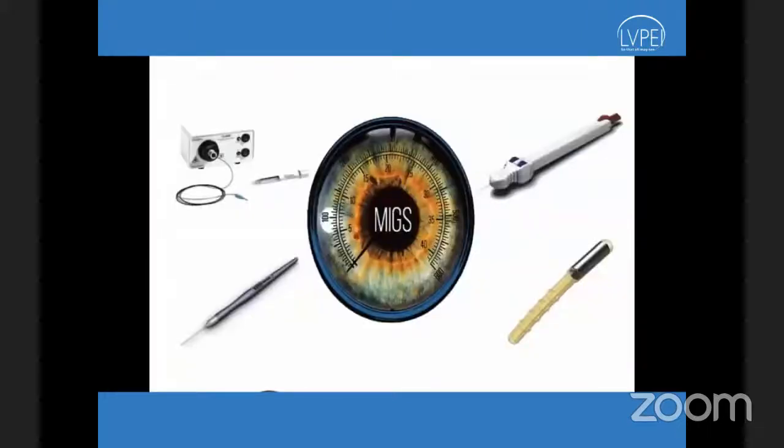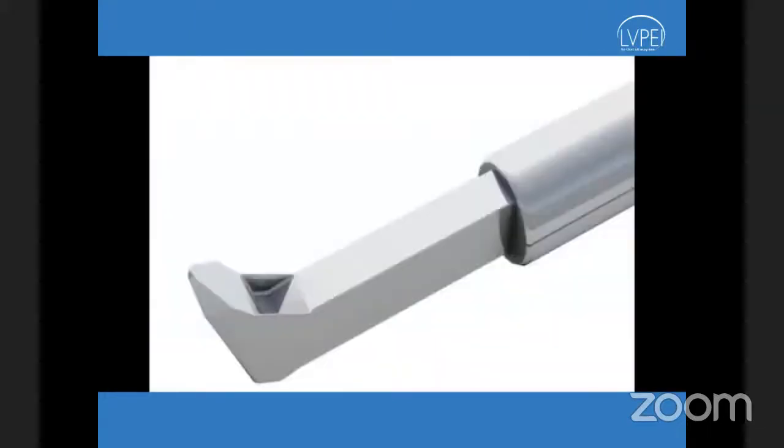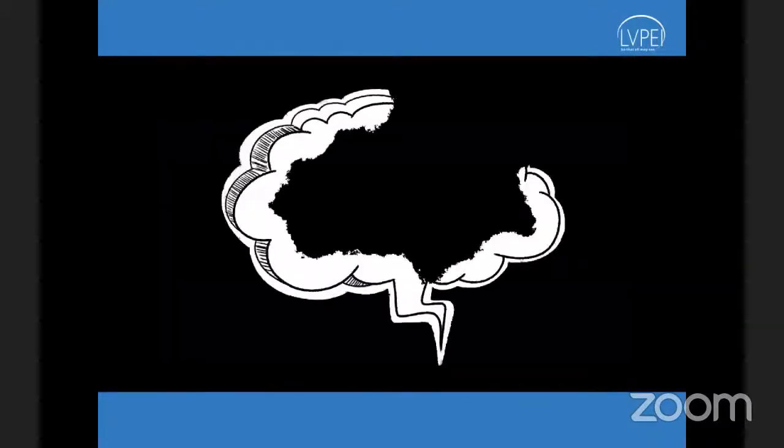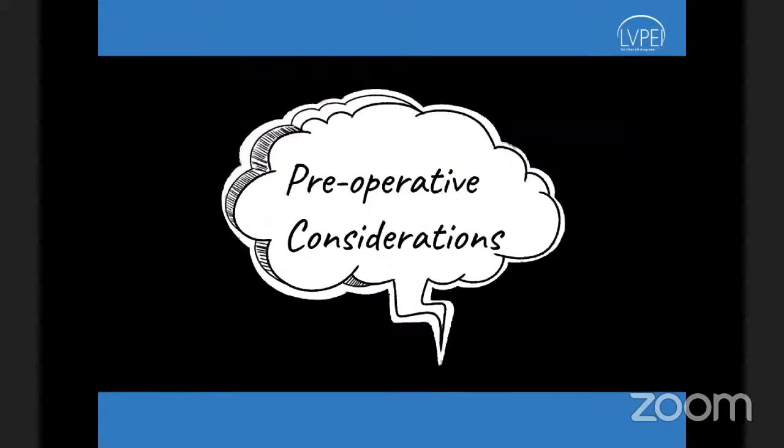Though we have a lot of devices like the iStent inject, the KDB blade, or the Trabectome, or the Xen implant, I think the cost factor is one of the most important things. And these preoperative considerations are applicable for all the MIGS procedures.